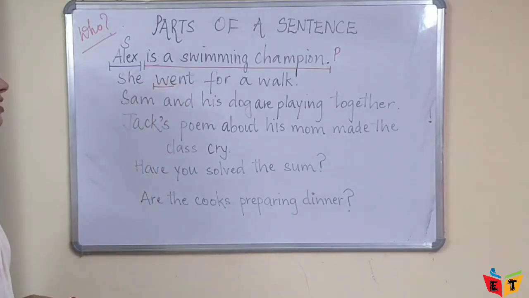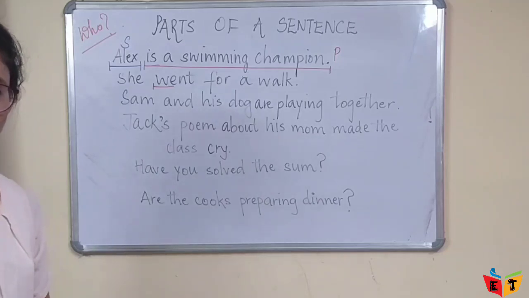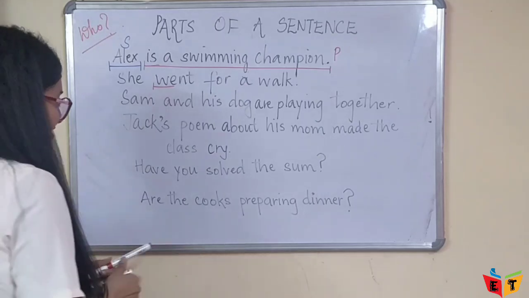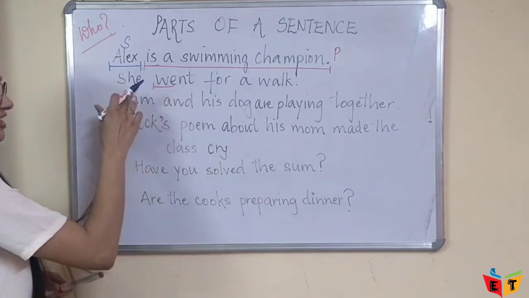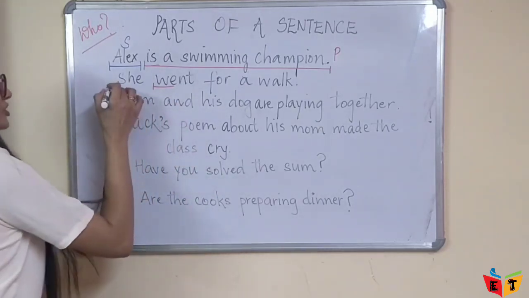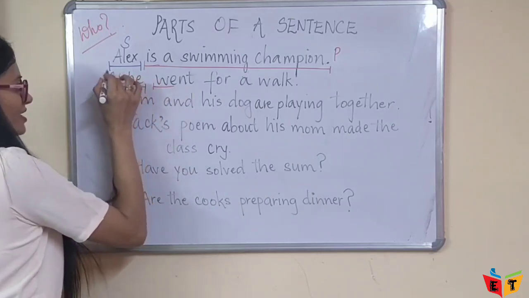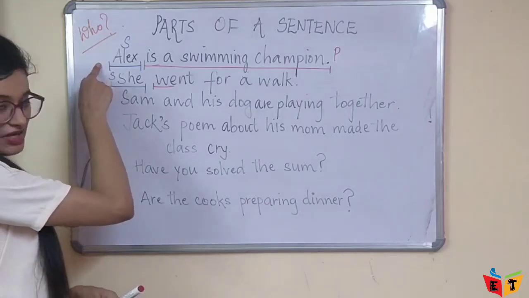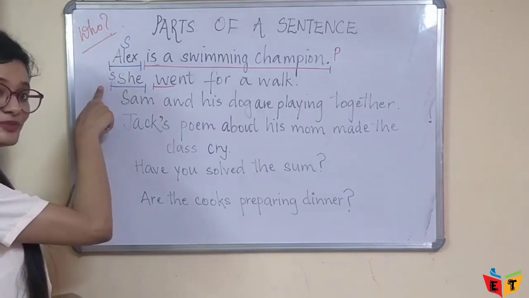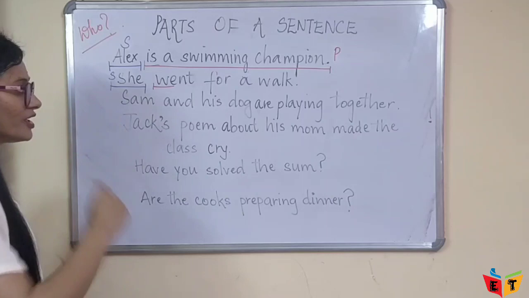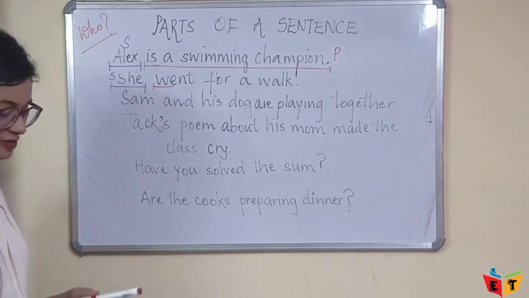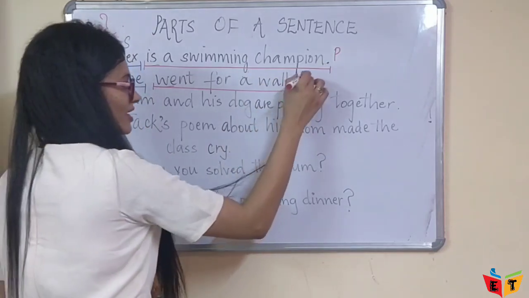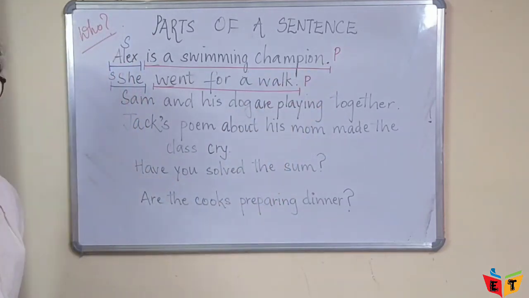Went. Now let's ask the question who before went. So who went for a walk? The answer that we get for this question is she went for a walk. So she is my subject here. Now as you can see, Alex is the noun, she is the pronoun. So she went for a walk. So she is my subject, and the rest of the sentence is my predicate.